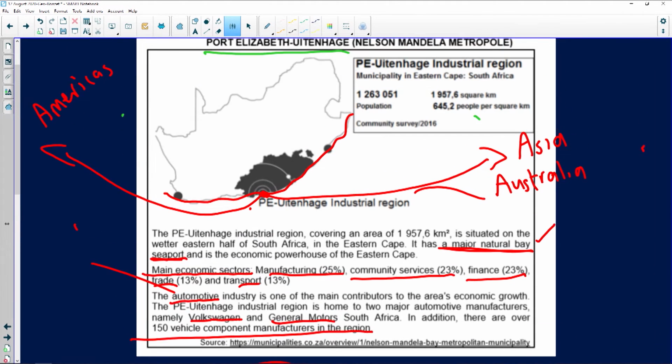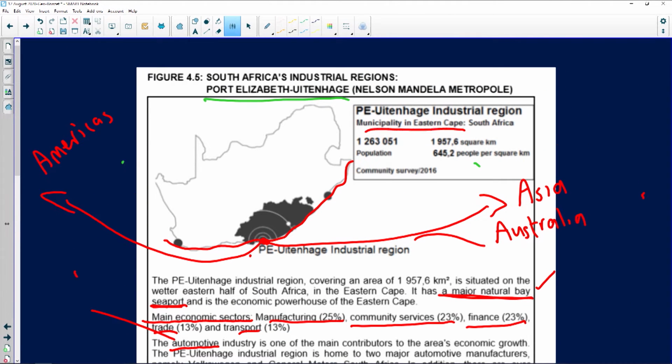Okay. But let's look at the questions. We haven't even got to the questions yet. Brilliant, isn't it? Now, question 4.5.1. In which province is the Port Elizabeth Uitenhage industrial region located? Now, the answer was on your case study. It was in the Eastern Cape. We identified that already. Okay.